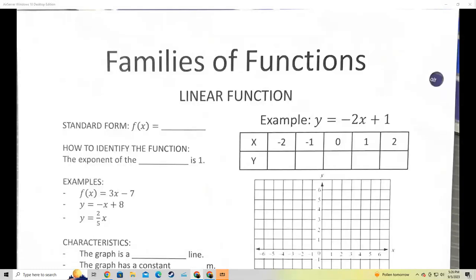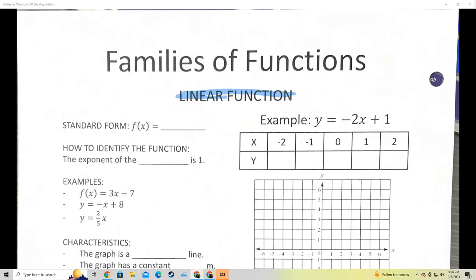Okay, today we're going to be doing families of functions, and there's quite a few of them. I'm actually going to be using four different highlighters today, so make sure you're ready with that. So as we said, we're going to be dealing with families of functions. We're going to actually be going over four different types of functions, and we're just going to give you brief examples of what they look like, okay?